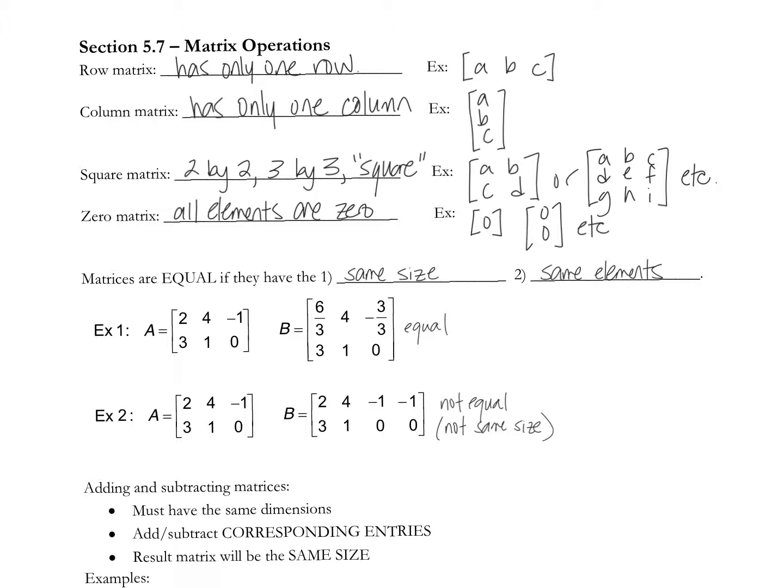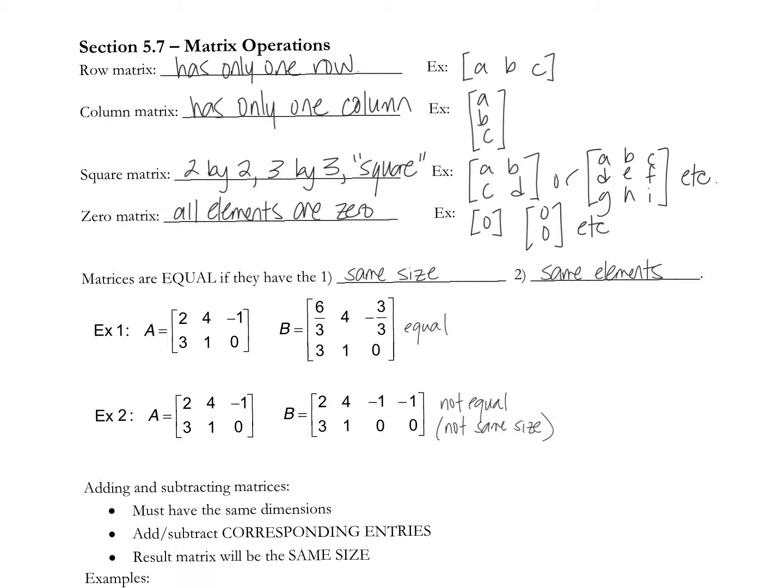Also, matrices are equal if they are the same size and same elements. So if you look at example number 1, this 2, this 4, this -1: well, 6 over 3 is 2, and 4 is the same as 4. -3 over 3 is -1. So these actually are the same, 3, 1, 0, 3, 1, 0. They're the same size, and they have the same elements. That is called equal matrices.